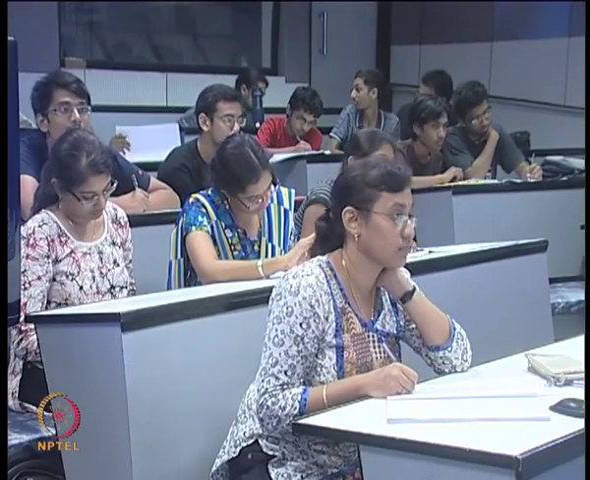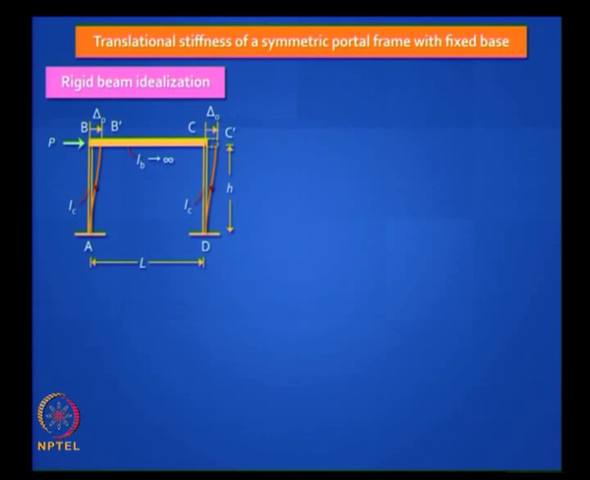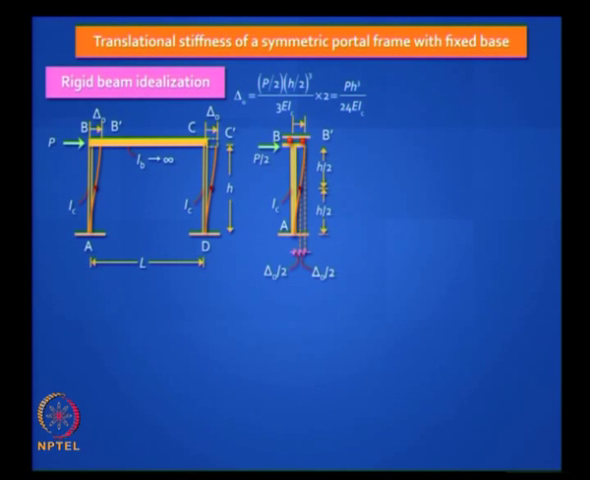Okay, where that hinge is located, what is the movement? Look at the isolated model. It will move by delta naught by 2, right? In the middle. You see here, if this overall movement is delta naught, do you agree this is delta naught by 2? Can you write an expression for delta naught by 2?